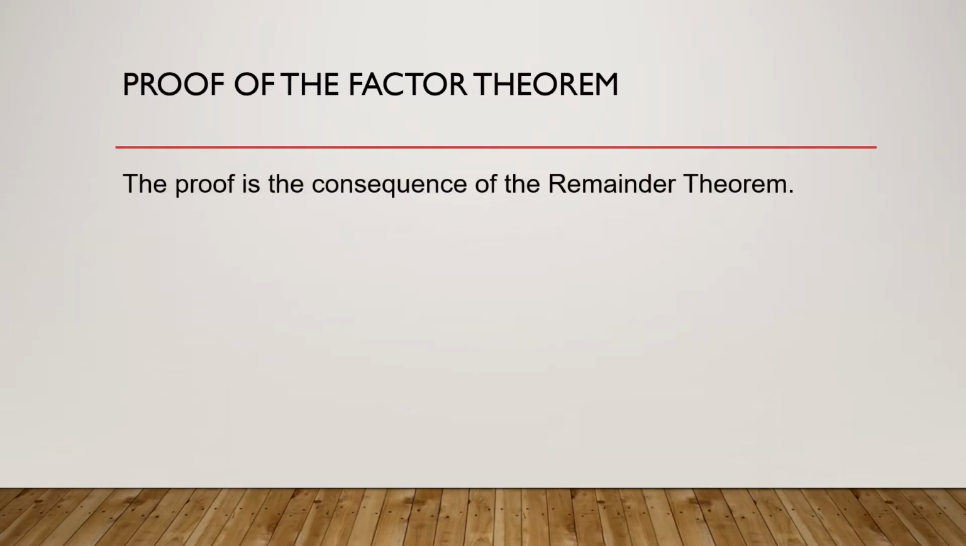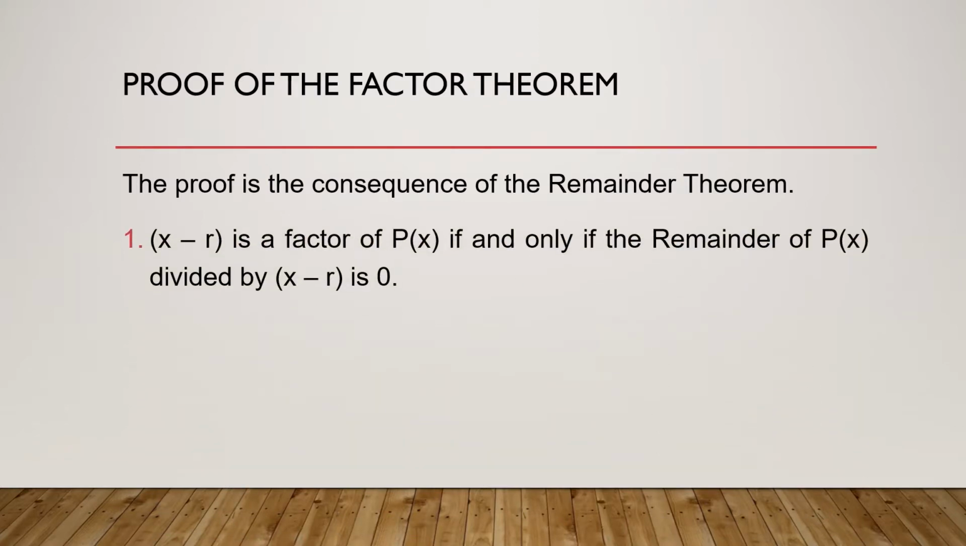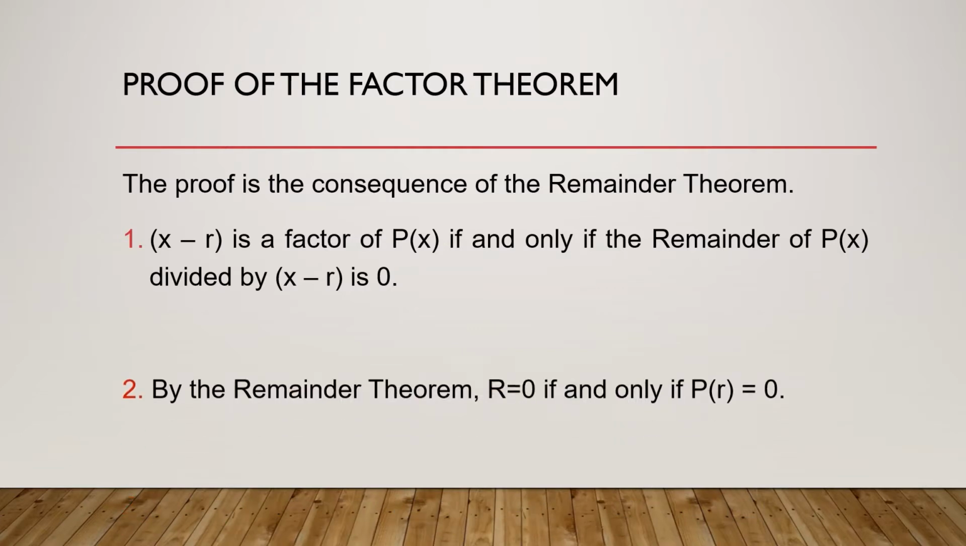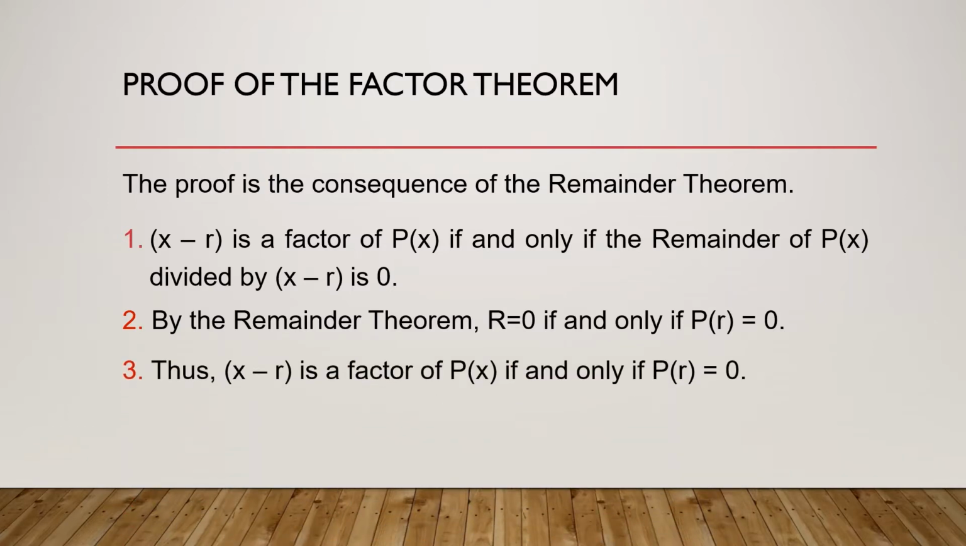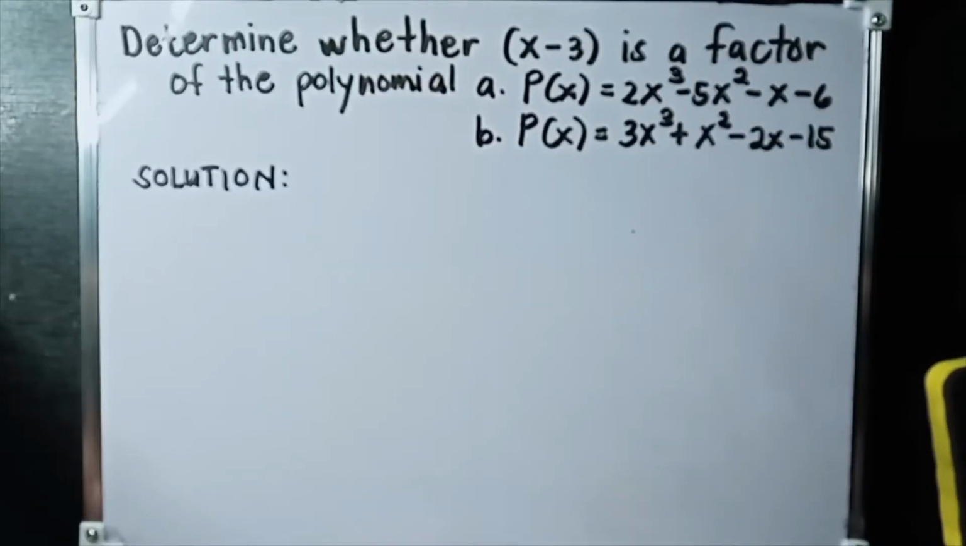The factor theorem is the consequence of the remainder theorem. x minus r is a factor of p of x if and only if the remainder of p of x divided by x minus r is 0. By the remainder theorem, the remainder equals 0 if and only if p of r is equal to 0. Thus, x minus r is a factor of p of x if and only if p of r is equal to 0. Let us see how the factor theorem is used with the following examples.